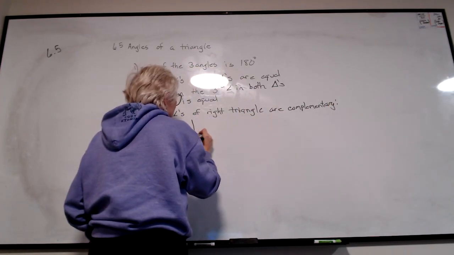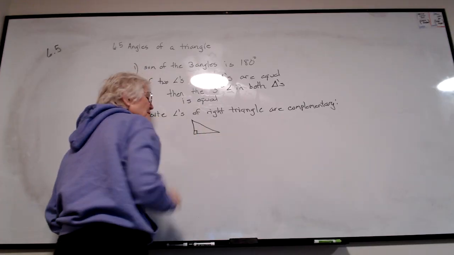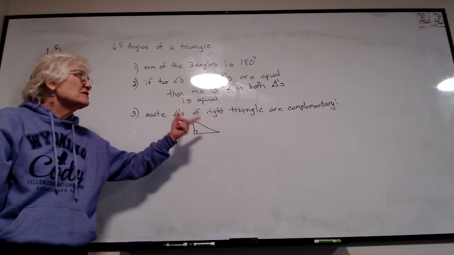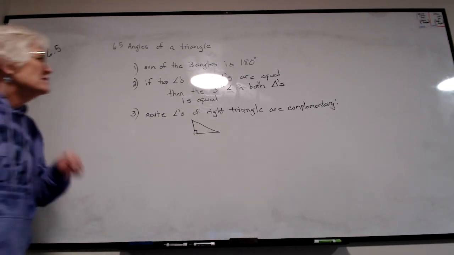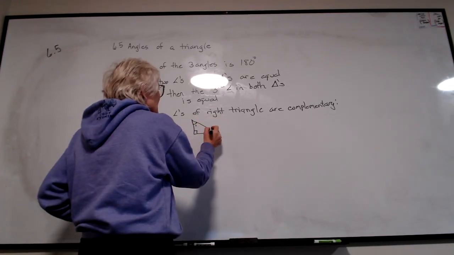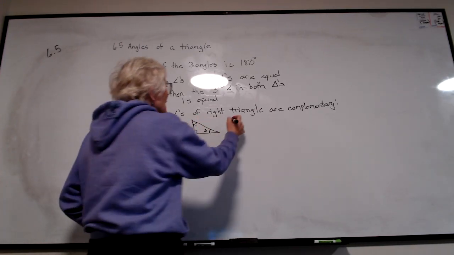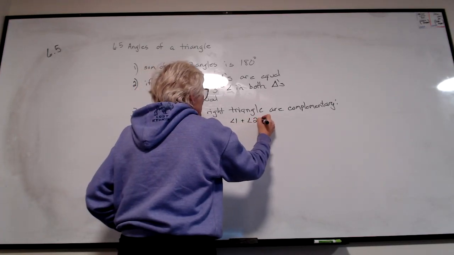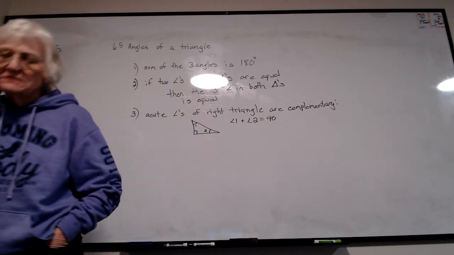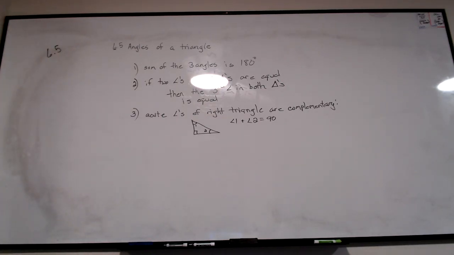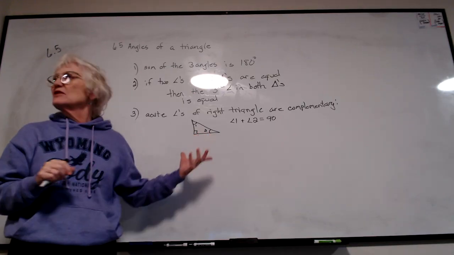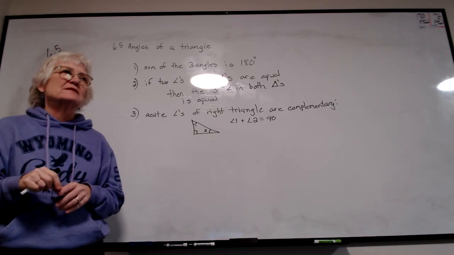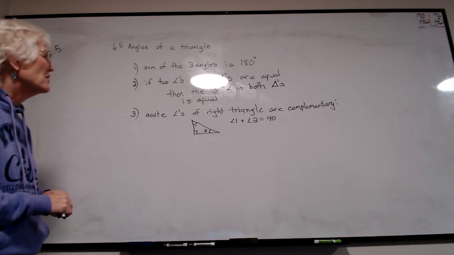So here's my right triangle. Right there's my right triangle. Why do I know, what does complementary mean? Adds to 90. So this says that angle 1 plus angle 2 will equal 90. Why is that true? Because it's a right triangle. So 90 is already used up. We already used 90 up, so these two have to equal 90 to give us our 180. Okay, so that's all that's saying.